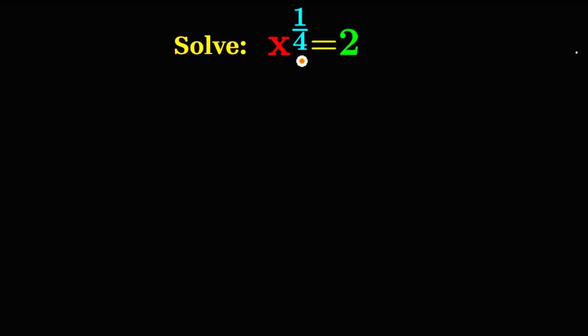Solve x raised to the power 1 over 4 is equal to 2. This is Calvince online math. Let us jump right into the solution. So we have x raised to the power 1 over 4, so we write x raised to the power 1 over 4 equals 2.